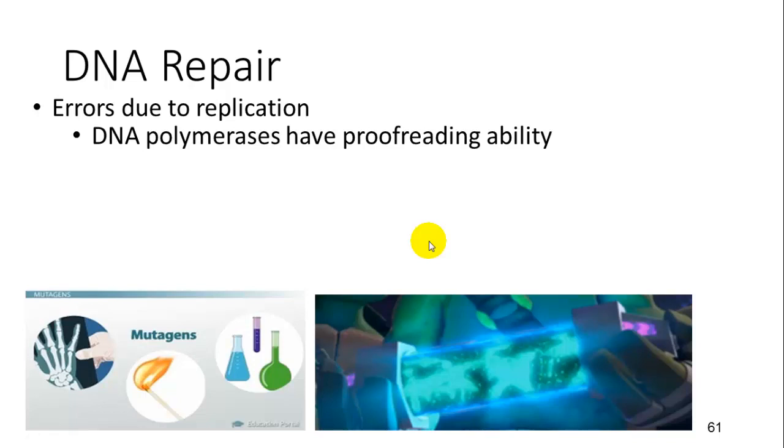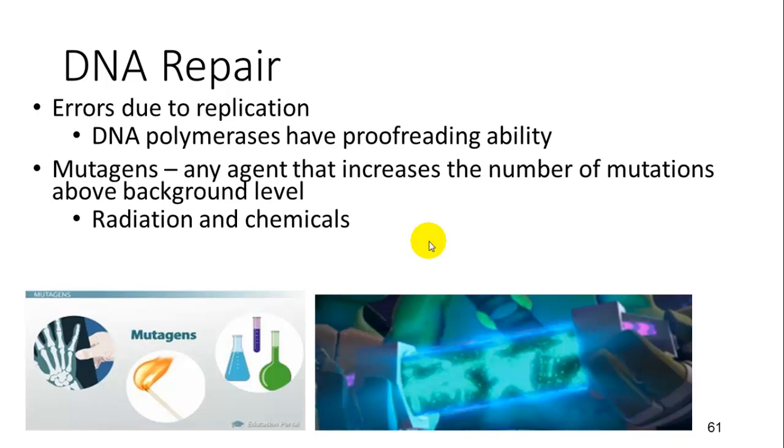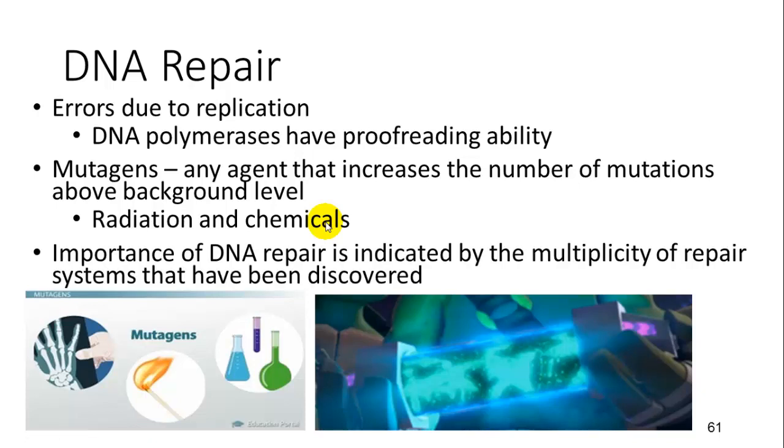There are other things, however, that can cause problems to your DNA. Some of them may be due to replication. DNA polymerase has a proofreading ability. It is able to see if it makes a mistake sometimes. But mutagens, which are radiation and chemicals, will cause an increase in the number of mutations above what is normal. And if you have too many mutations that can't be repaired, then those can cause problems. So DNA repair is very important, and there's evidence of that because DNA has many different repairing mechanisms.